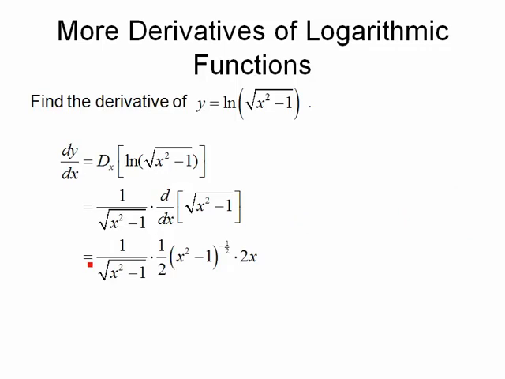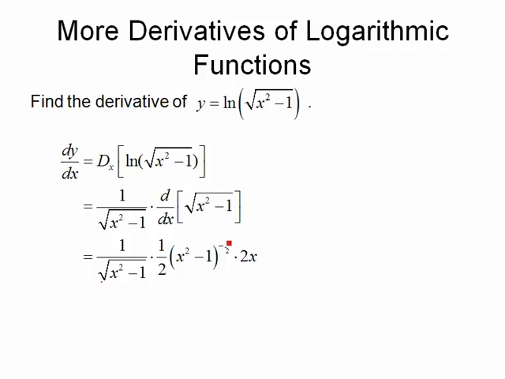So this is equal to 1 over the square root of x squared minus 1, that was from my first chain rule, times 1/2 x squared minus 1 raised to the negative 1/2 times 2x. This first piece was the f prime, and I put g into it. This piece back here was the g prime.